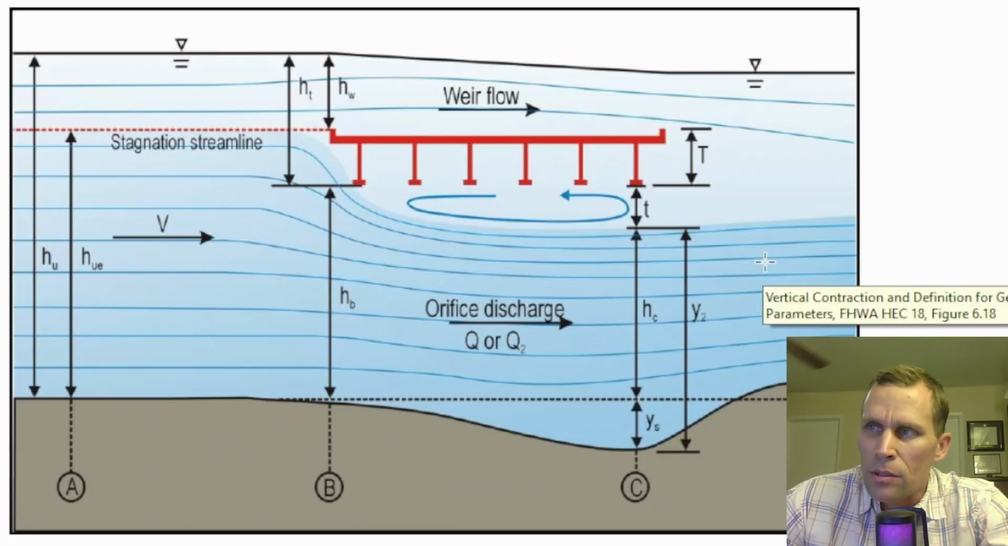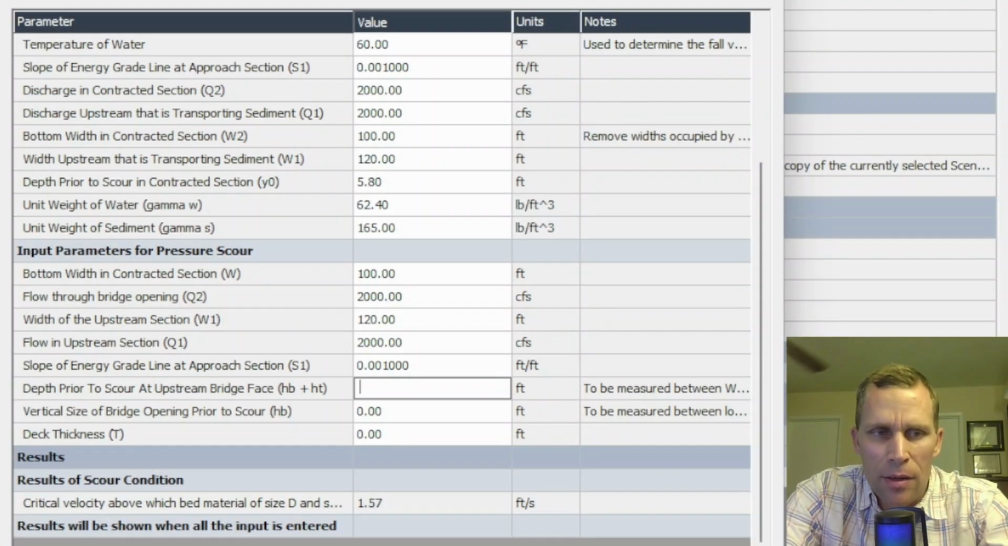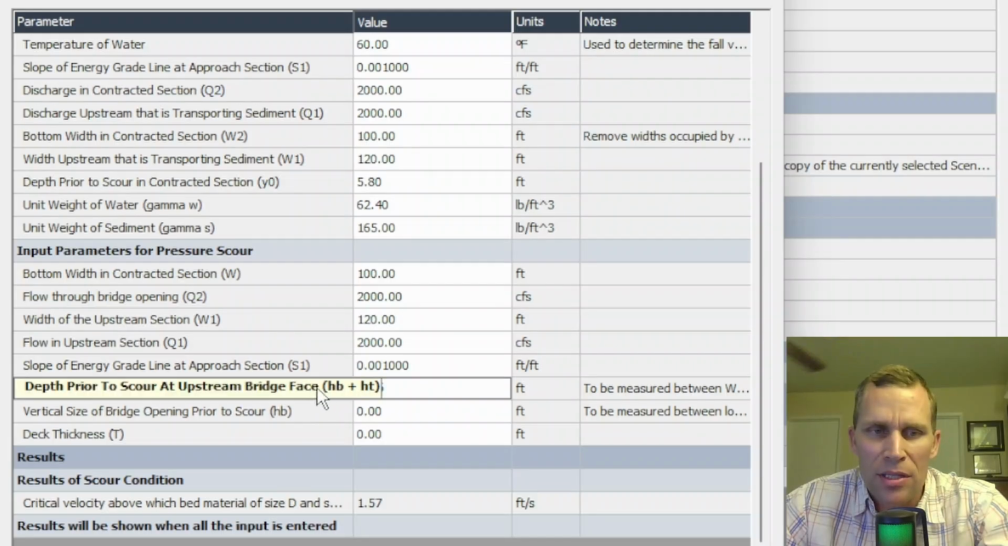The two critical dimensions that are used for the calculations are this H sub B right here and H sub T right here. This is the bottom chord of the bridge deck. This is the top, the water surface elevation at the top of H sub T, and then the bottom of H sub B is the elevation of the riverbed. And this is occurring at the upstream cross section of the bridge. So H sub B, H sub T, depth prior to scour at upstream bridge face, I'm going to say is 26.6. That's H sub B plus H sub T.